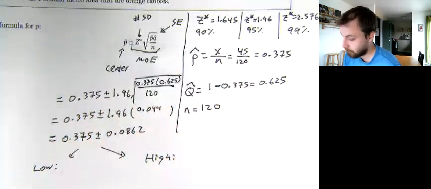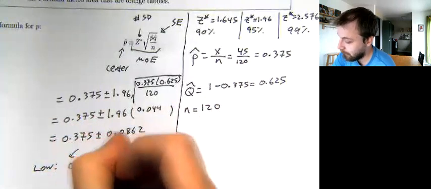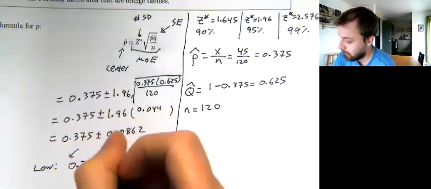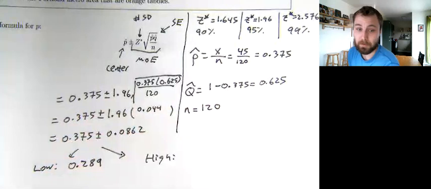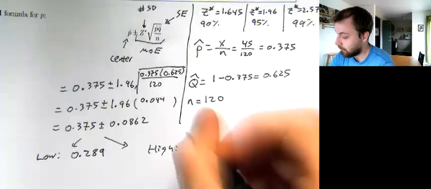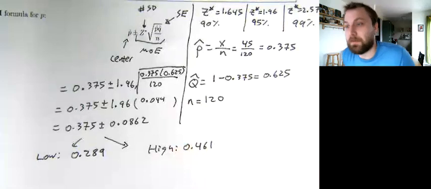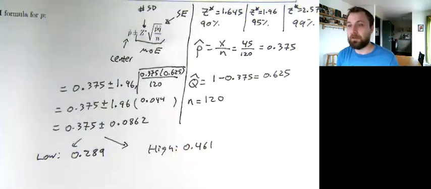0.375 minus 0.0862. I get a low value of 0.2888 or so, so I'm just going to call that 0.289. And on the high end, I'm getting something like 0.461 or so. You're welcome to use more digits as you're working through these problems. I'm just using 3 decimals here as I'm going through stuff.